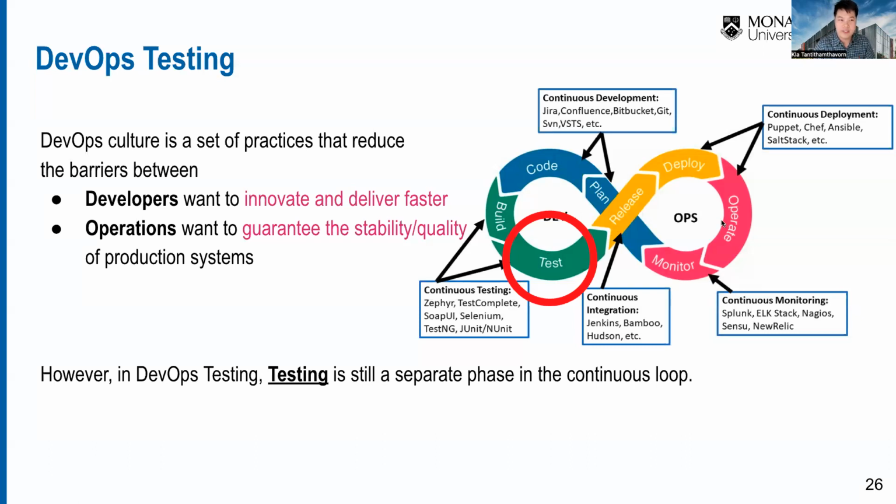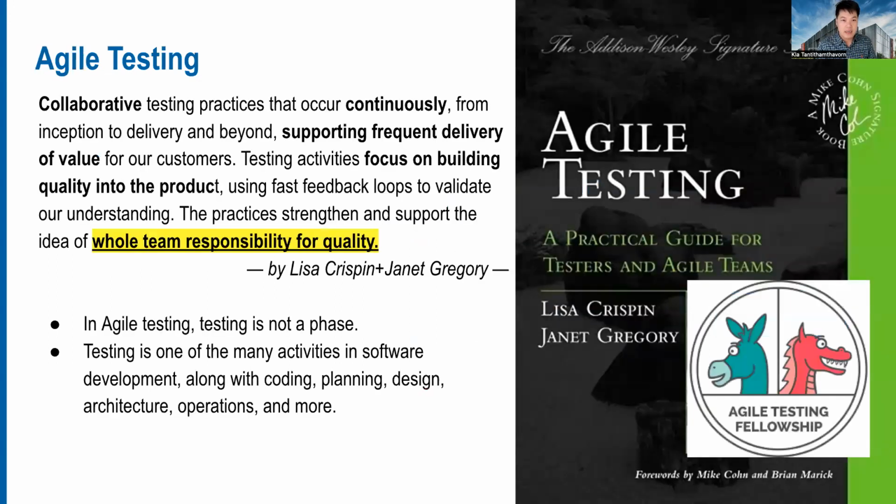It is a practice to reduce the barrier between developers and operations. We can develop the code and deploy automatically. Everything is in the continuous loop. But again, in DevOps testing, testing is still considered a separate phase in the continuous loop. It's not in the early phase of software development. It's okay, but it's not ideal, because the ideal case is that, as we mentioned before, we should shift the QA process to the early phase of software development.